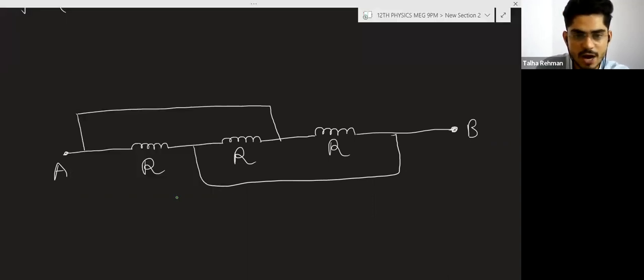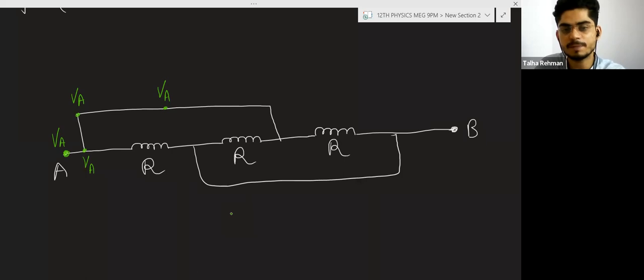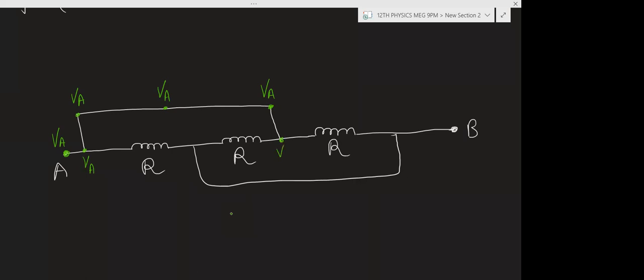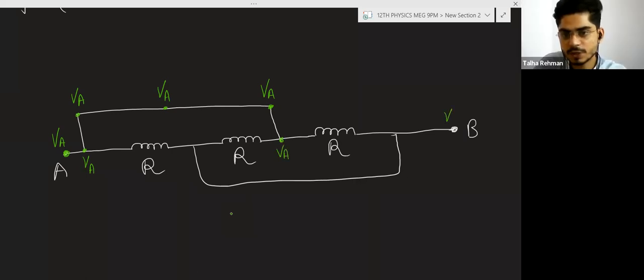Okay. So I have told you, if in the path, this is point A, the potential of this point A is VA. Here also the potential is VA, because if there is no resistance in the path, then the potential is the same. So at this point also the potential is VA, and here the potential is VB. Here also the potential is VB.